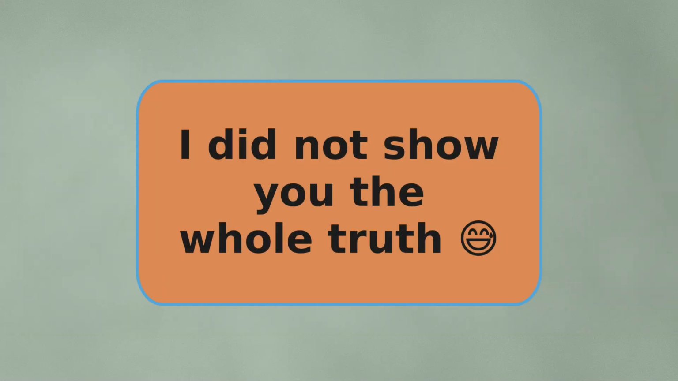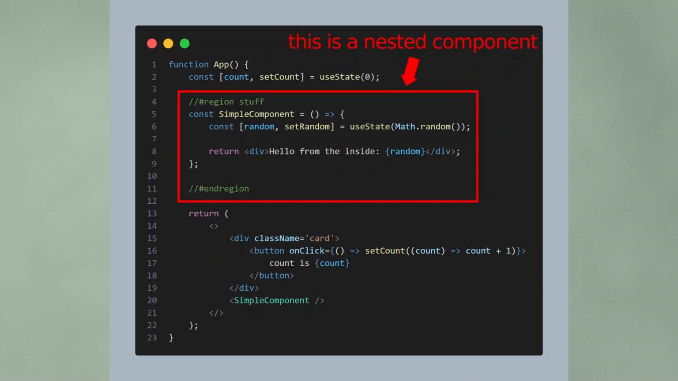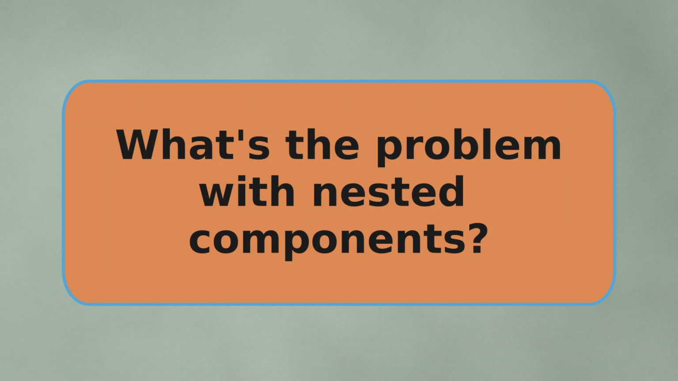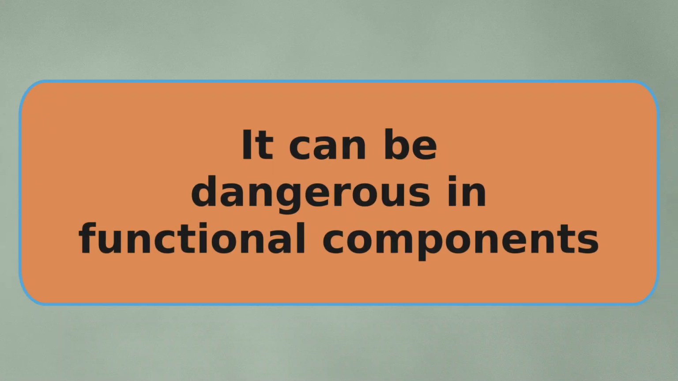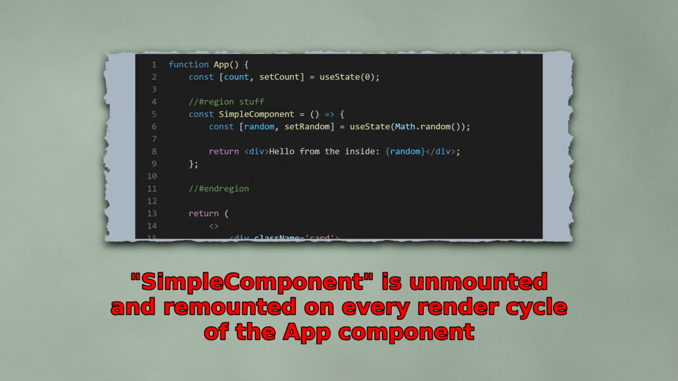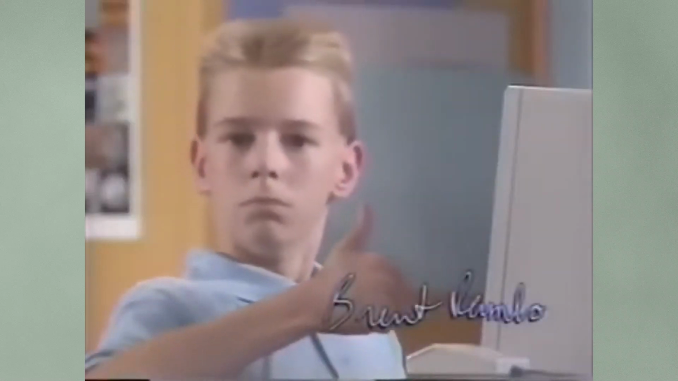Well, I didn't show you the whole truth, to be honest, because simple component is actually a nested component inside the app component. And you might think that this is not a problem or that it might make sense in some scenarios, but in most cases it can be deadly for functional components. The problem here is that simple component is unmounted and remounted on every render cycle of the app component. And it is easy to explain why this happens.